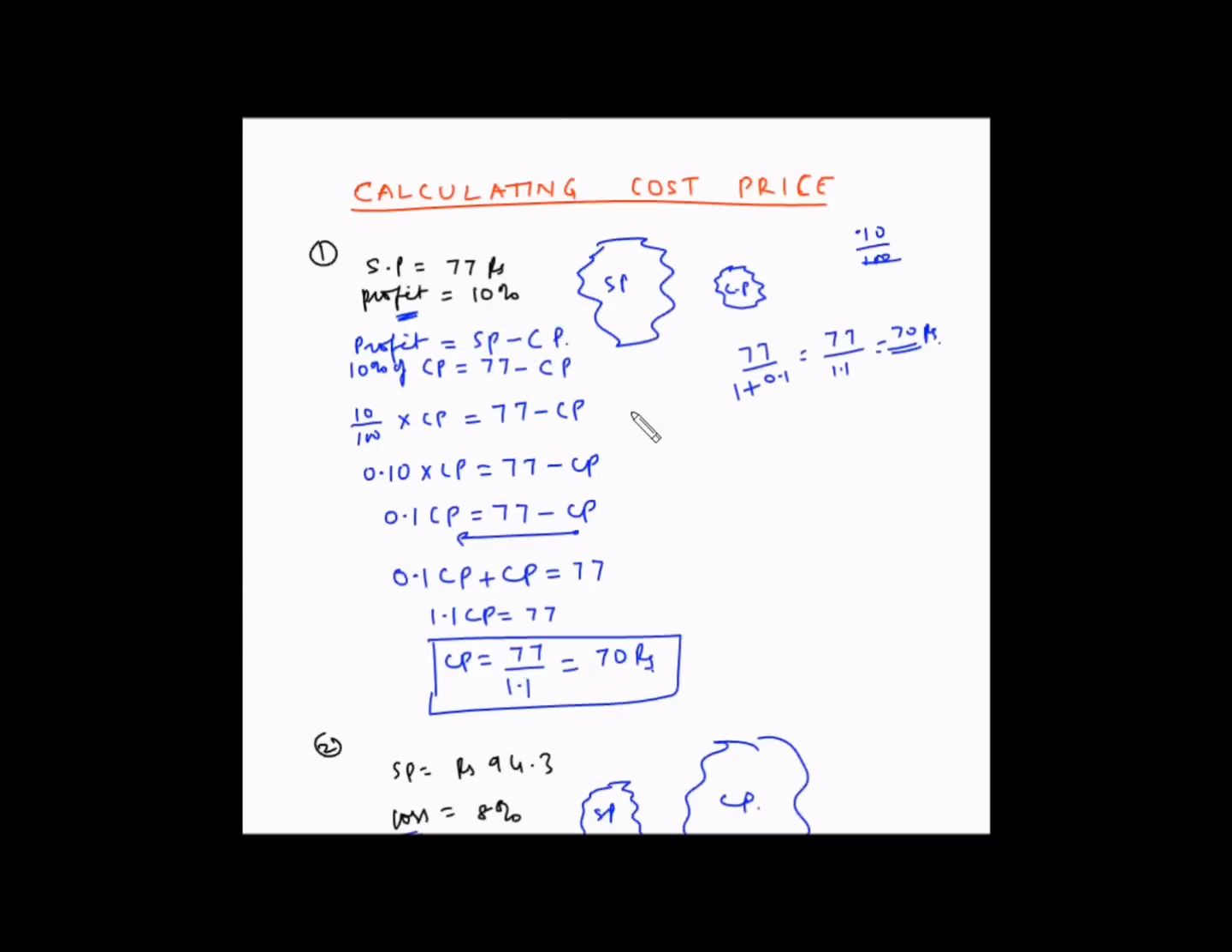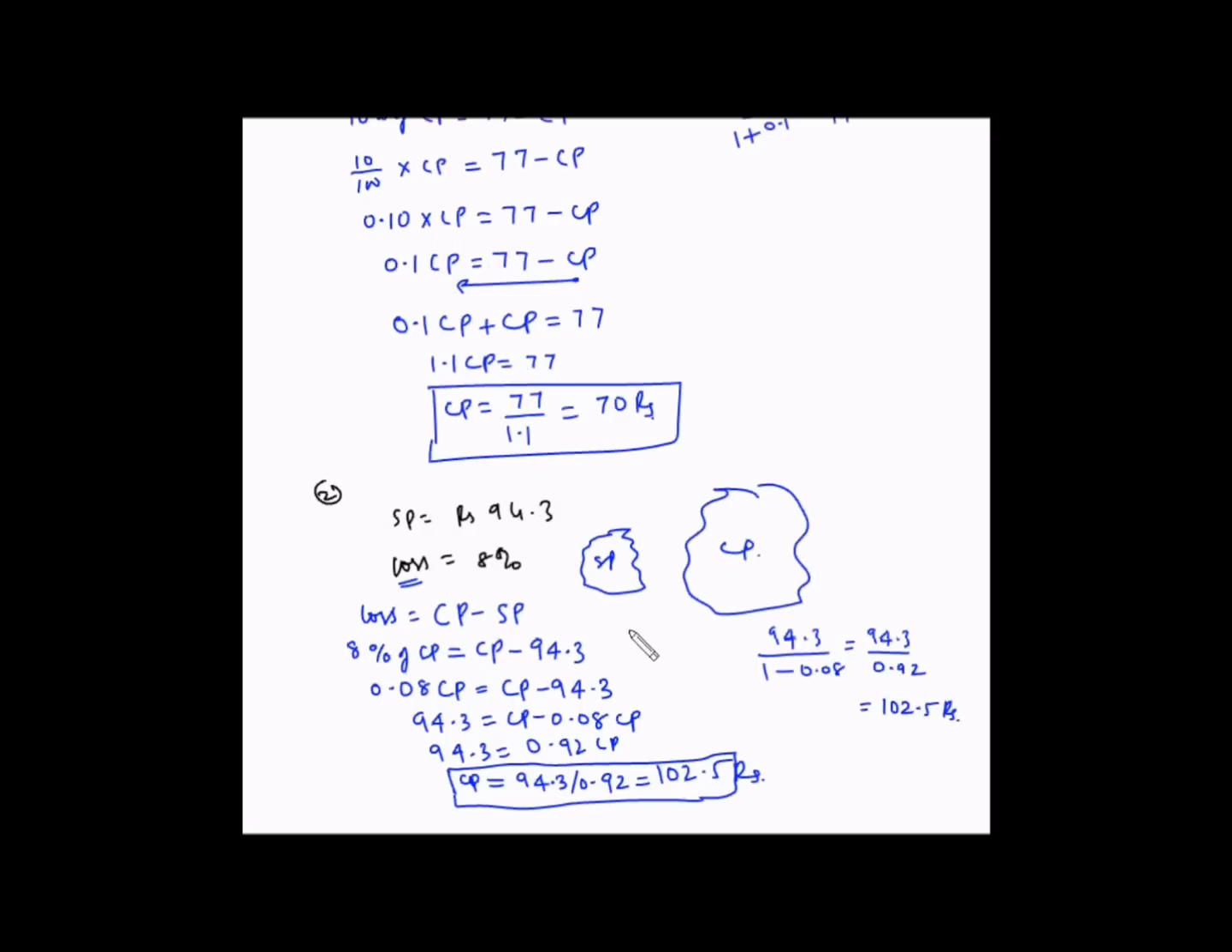So here, when we were trying to find the cost price with data being selling price and profit percentage, we are dividing the selling price by 1 plus the profit percent, while if we have been given the selling price and the loss percentage, then we can have selling price and divide by 1 minus the loss percentage.